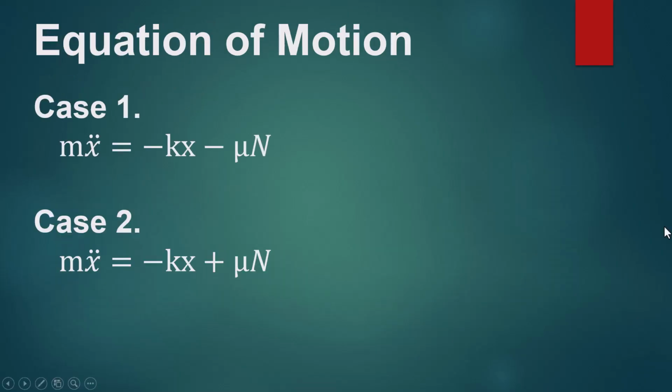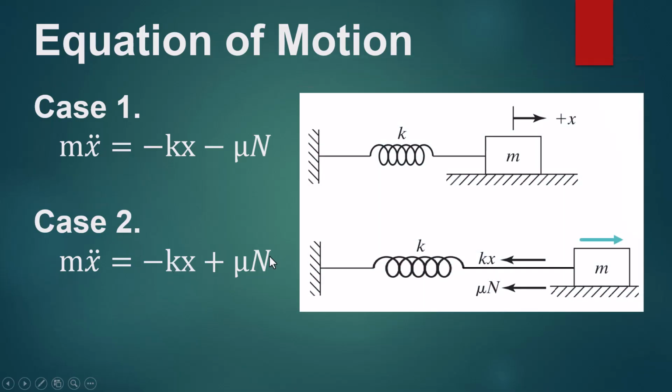Now we're going to move forward and write the equation of motion. You can see there are two cases. The spring force can be in the same direction as the friction force, but there is another case: the spring force is on the opposite side to the friction force.